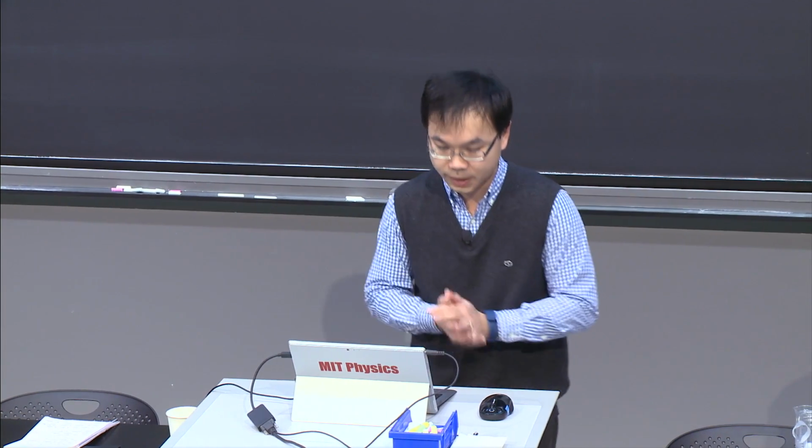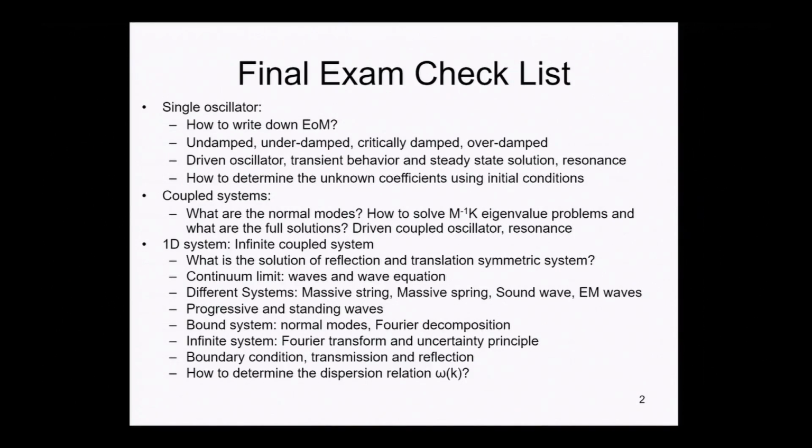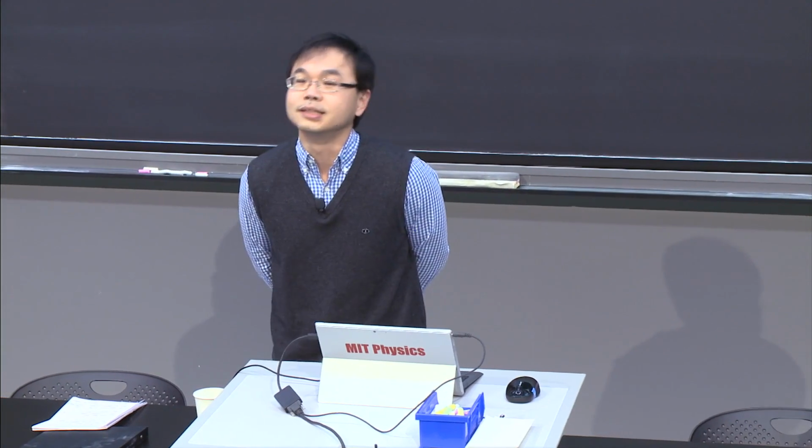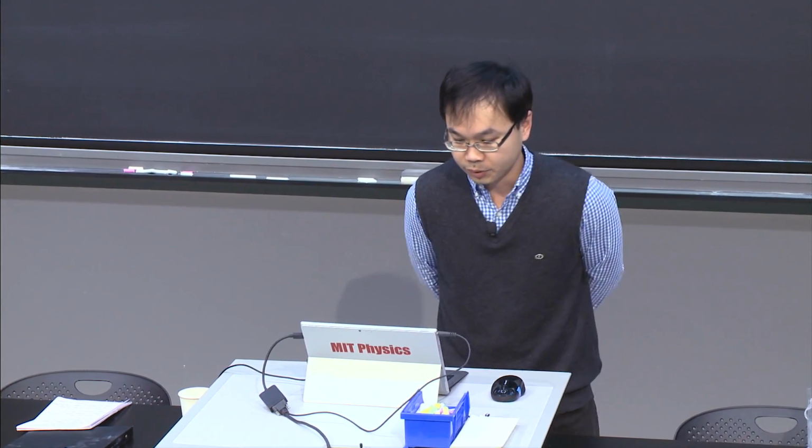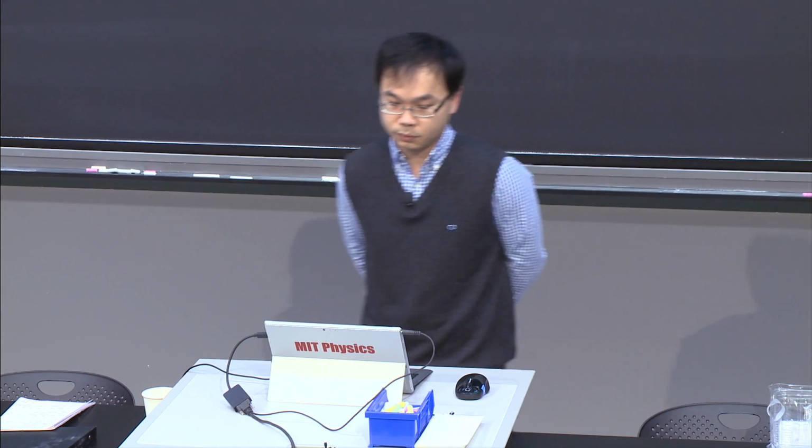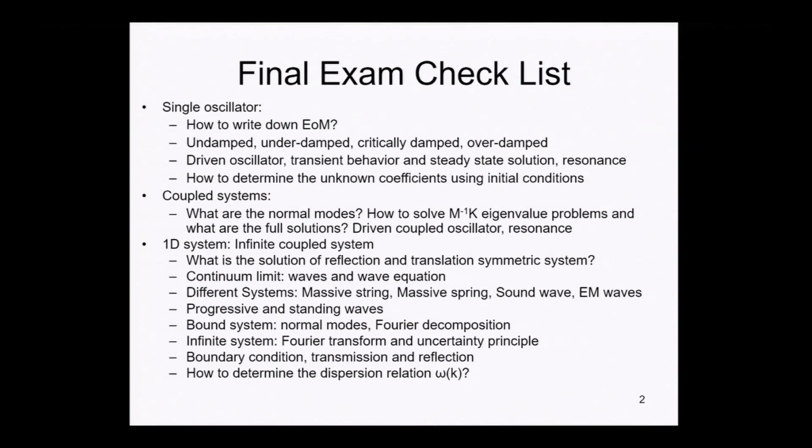We see resonance as well. We can excite one of the normal modes by driving the coupled system. And then we put more and more objects, until at some point we have an infinite number of coupled objects. What is the solution of refraction and transmission in a translation symmetric system, right? So that is a discussion of symmetry. We go to the continuum limit. We actually found waves and wave equations, right?